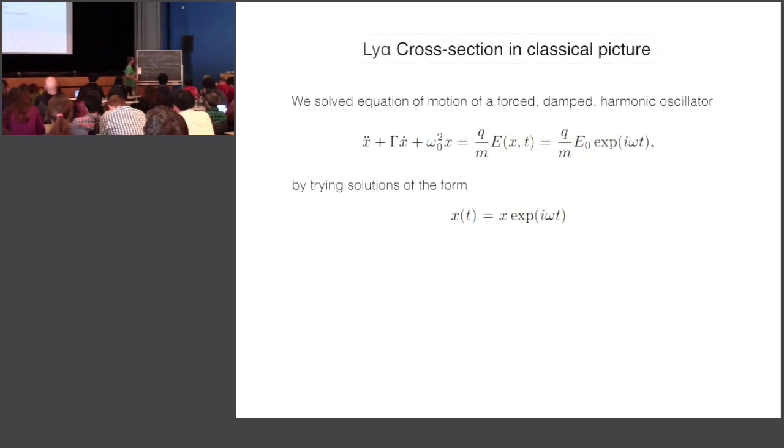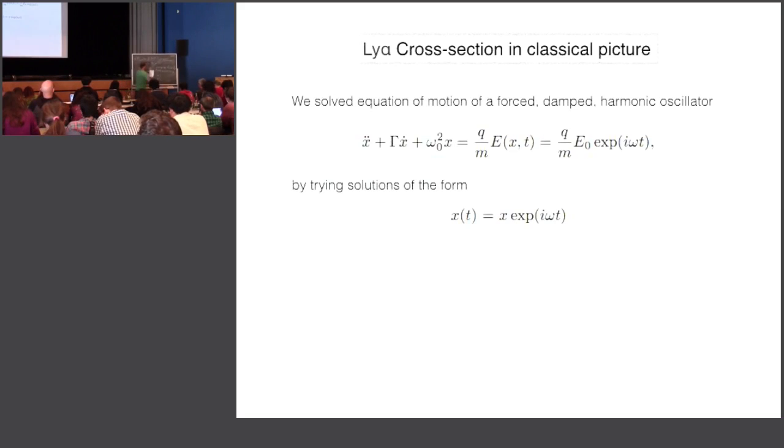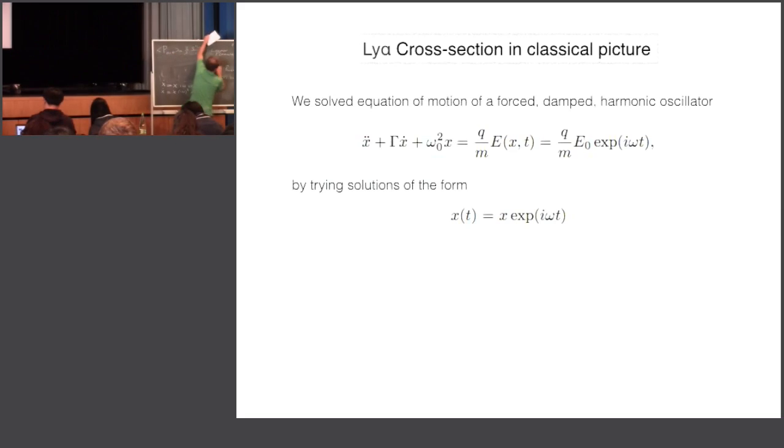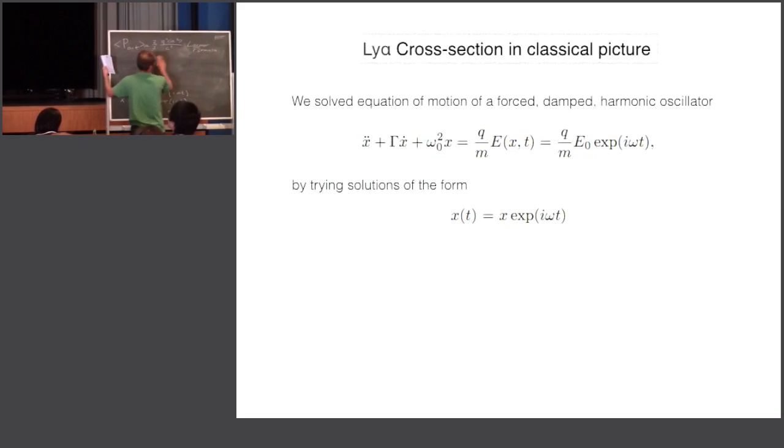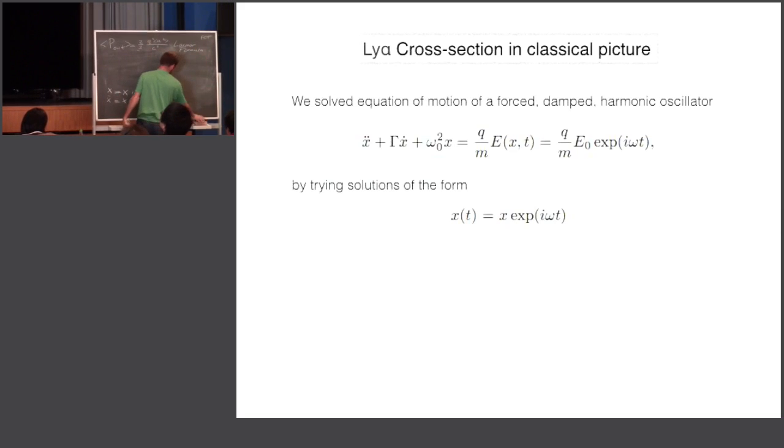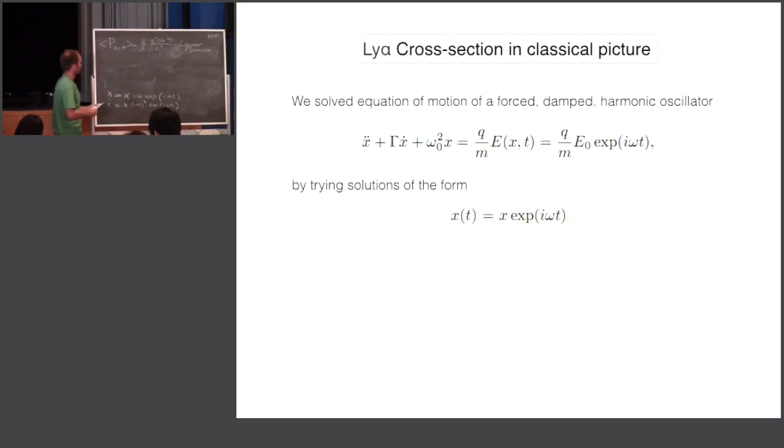I can actually erase this part here. I won't erase Larmor's formula because I think that would be offensive. I won't erase Voigt either. That would be even more offensive. Okay.